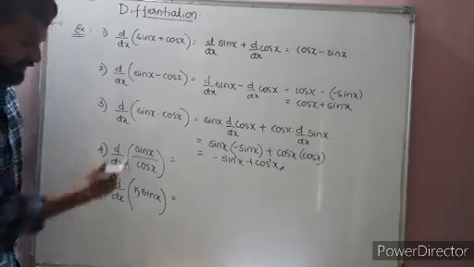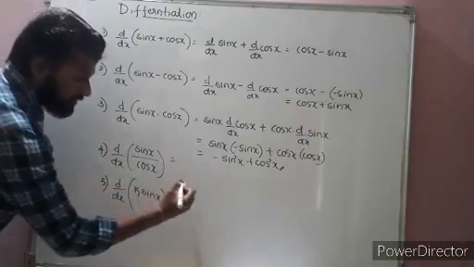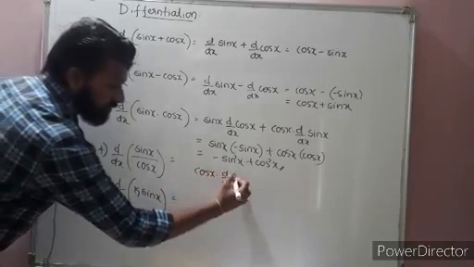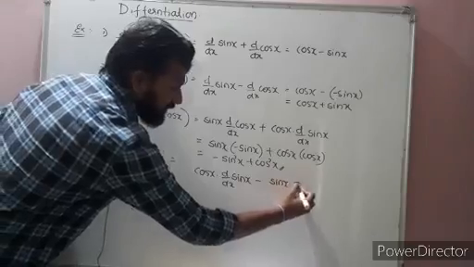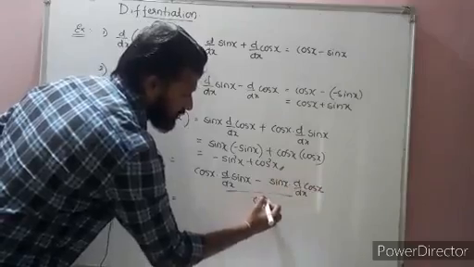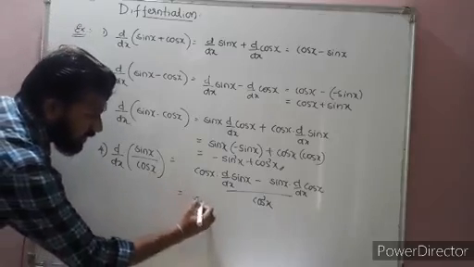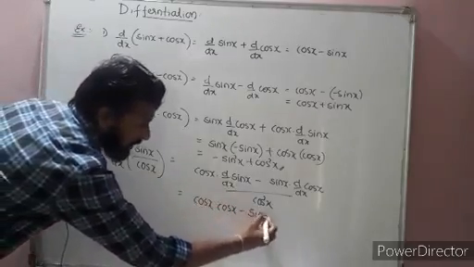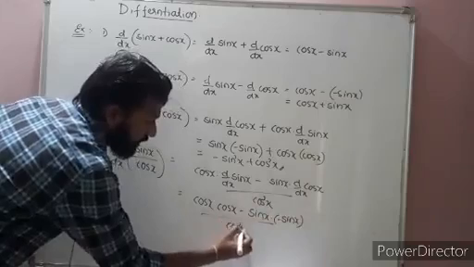Well, let's go to the fourth one. As we can see, it is a division. This is the first function, this is the second function. The rule says second function as it is, then d by dx of first function minus first function as it is, d by dx of second function, whole divided by second function square. So this will be cos x, derivative of sin will be again cos x, minus sin x, derivative of cos will be minus sin x, whole divided by cos square x.